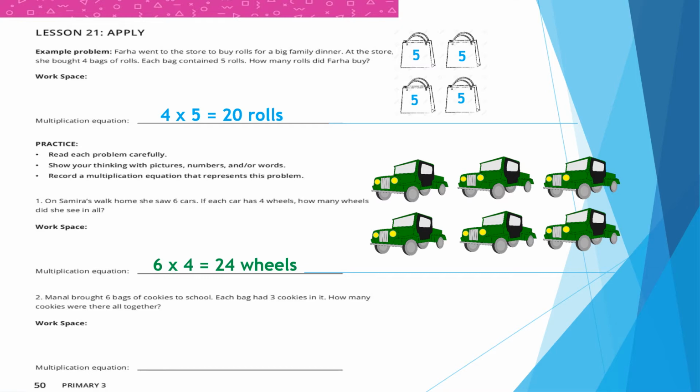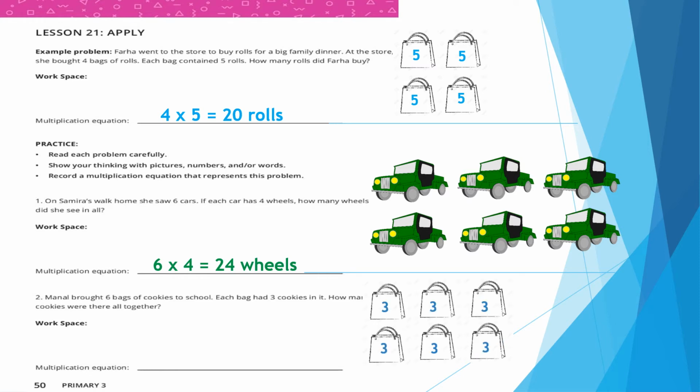Number 2: Manal brought 6 bags of cookies to school. Each bag had 3 cookies in it. So she brought 6 bags. Each bag contains what? 3 cookies. How many cookies were there all together? So we will draw 6 bags. Each bag contains 3 cookies. So 3 here is repeated how many times? 6 times. So it's 6 times 3 equals what? 18 cookies, because he is asking me how many cookies.